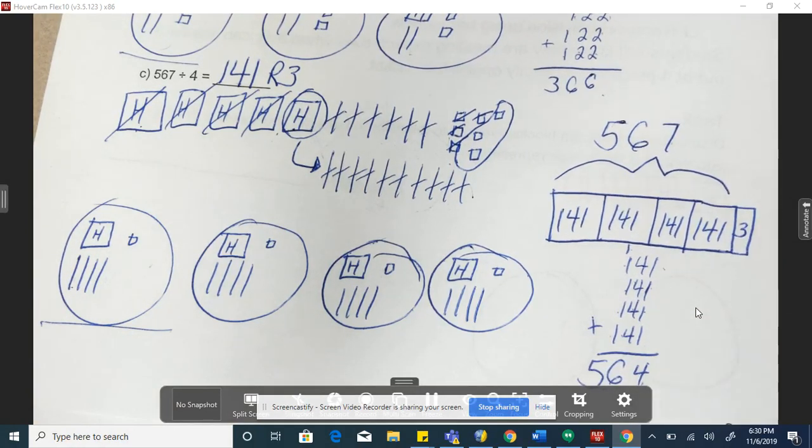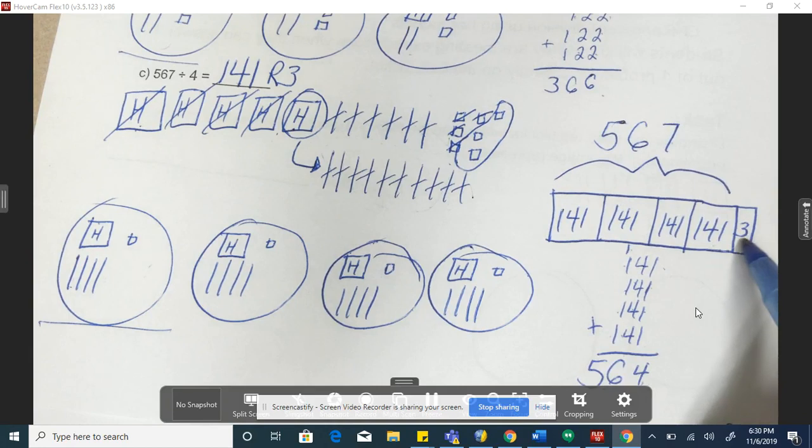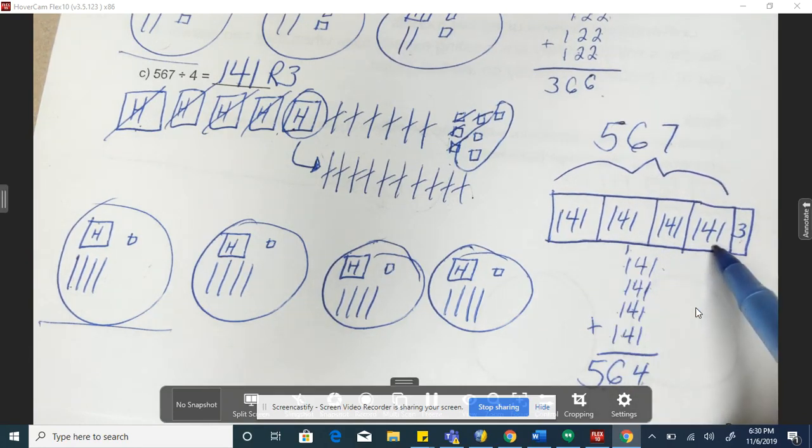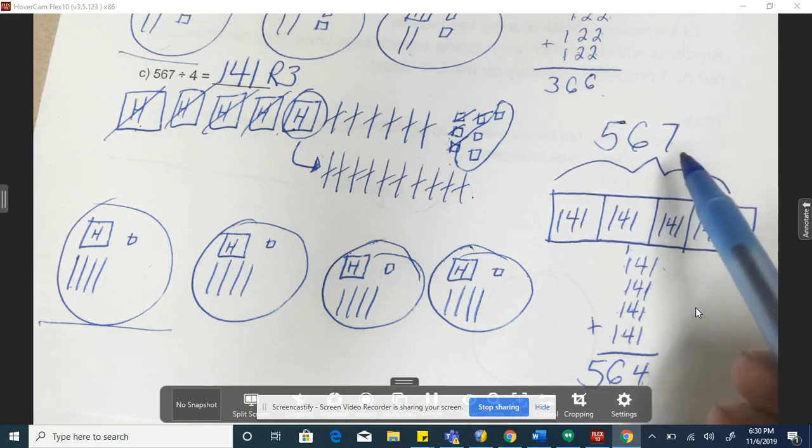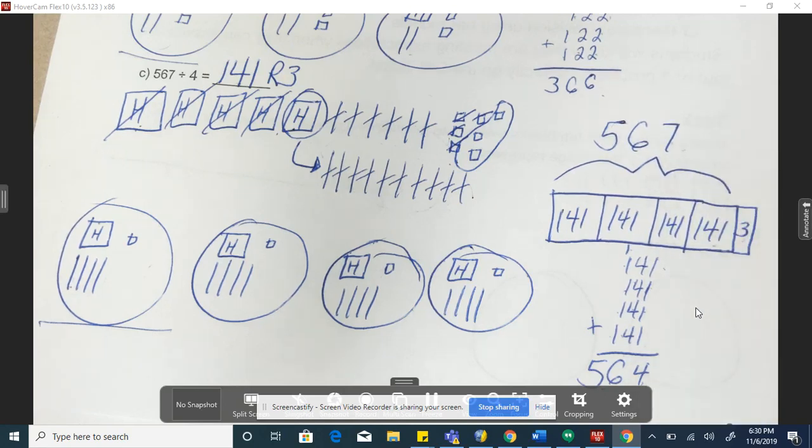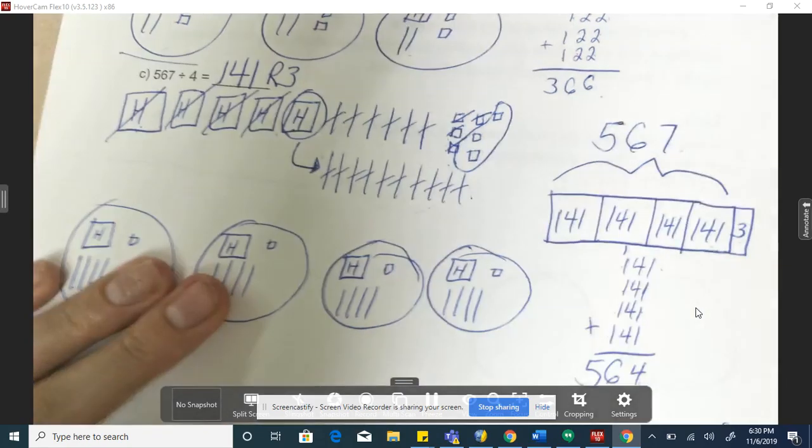Remember, the box is smaller because it doesn't represent 141. It's just a portion of it. So now I have my 564 plus my remainder 3, and now I'm at my dividend, which is 567. We're going to do one more problem.